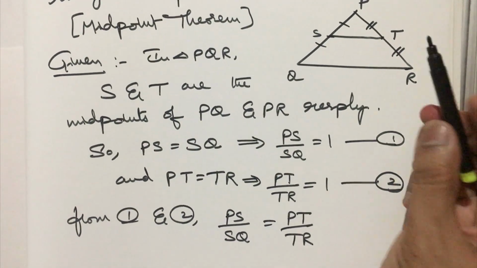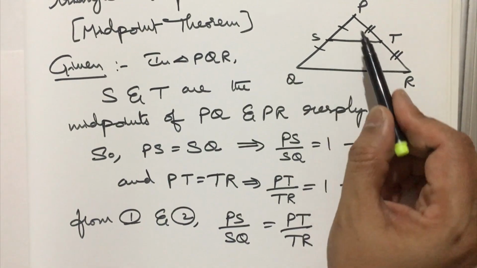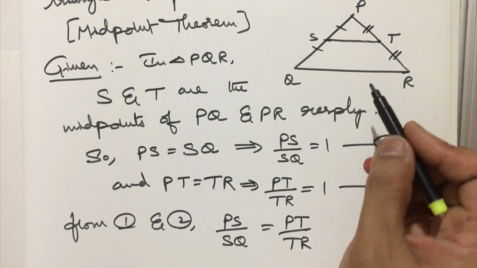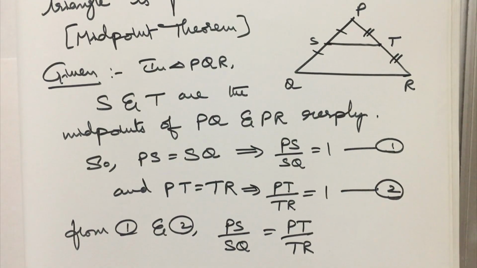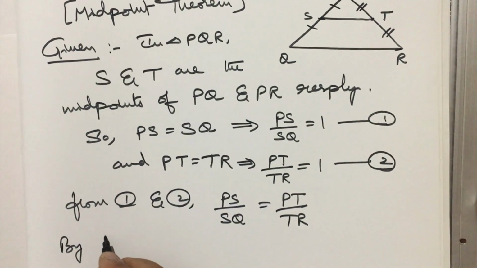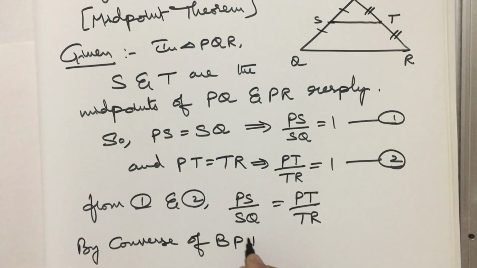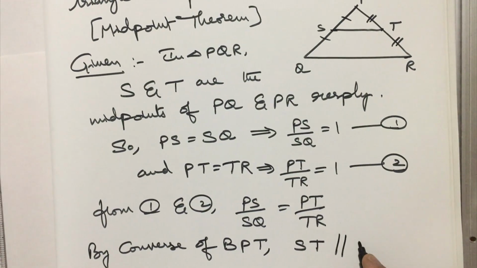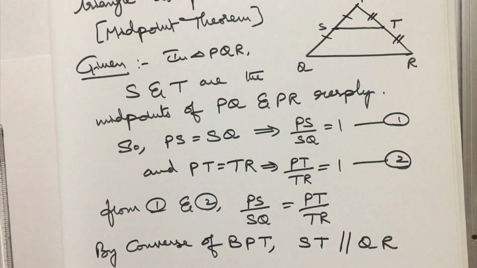By looking at this in the figure, you see PS by SQ is equal to PT by TR, which means this line segment divides these two sides in the same ratio. Let us recall the statement of the converse of BPT: if a line divides any two sides in the same ratio, then it is parallel to the third side. So, by the converse of BPT, you can say that ST is parallel to QR. This is nothing but the midpoint theorem.